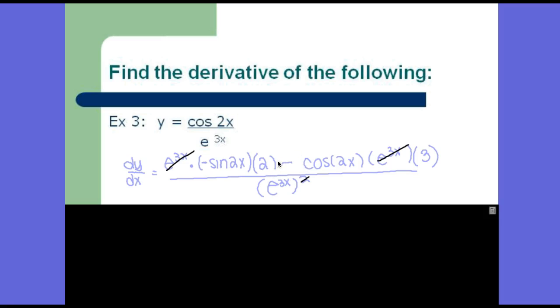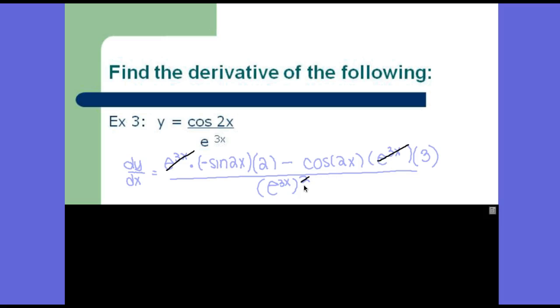minus the numerator times derivative of the denominator. So that's your e to the 3x times 3. And that 3 right there at the end is the 3 we tend to forget. All over the denominator squared.